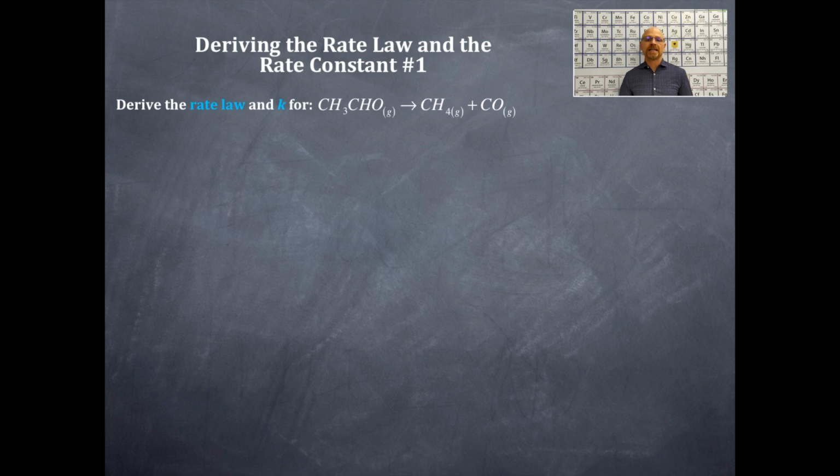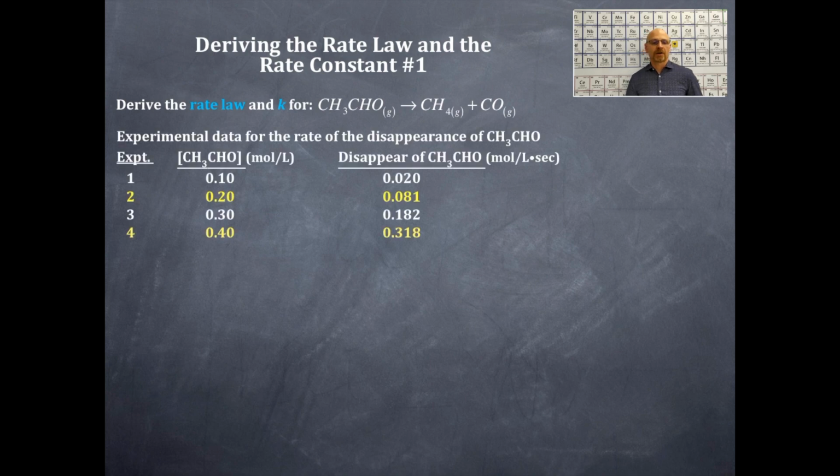So we have this decomposition reaction. The decomposition is CH3CHO, and that is acetaldehyde. And it's going to decompose to methane, that's CH4, and carbon monoxide, that's CO. All right, so we're given a set of data, and this is the disappearance of the acetaldehyde in this problem.